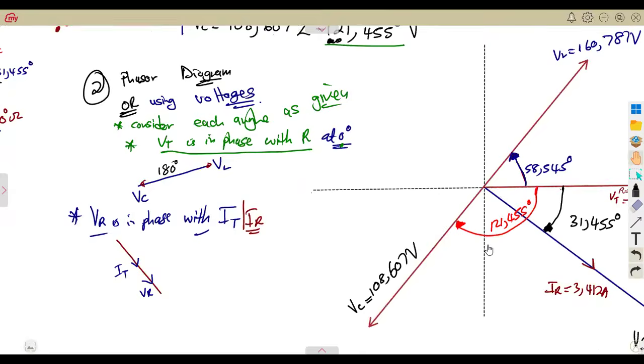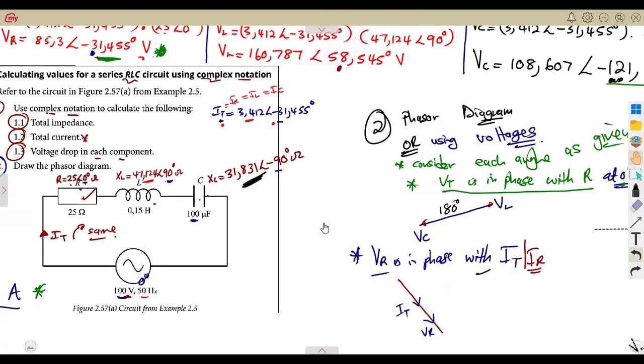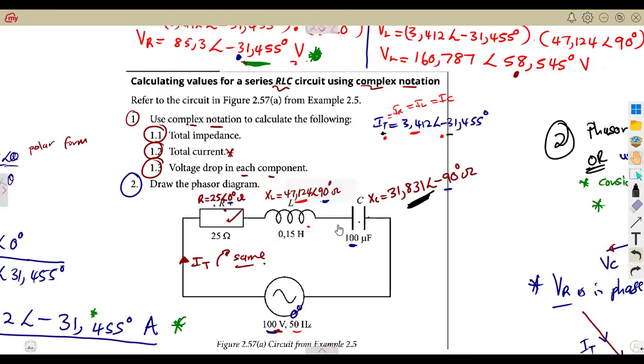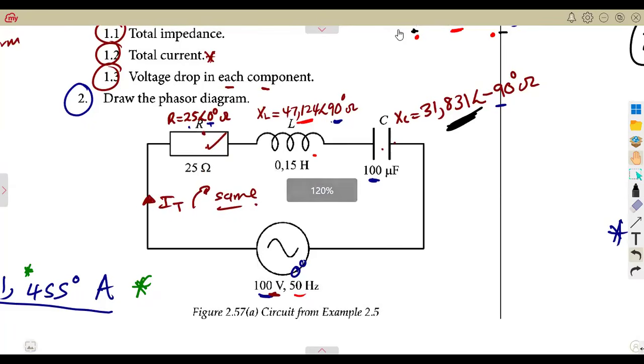You consider each angle that you're given there, how the angle is given. Positive, anti-clockwise; negative, clockwise. VL and VC form 180 degrees. VR and IT or IR are in the same direction, in the same phase. So that's it. Let us just continue to revise as many questions as we can as we are revising for the exams that are ahead, till we meet again.